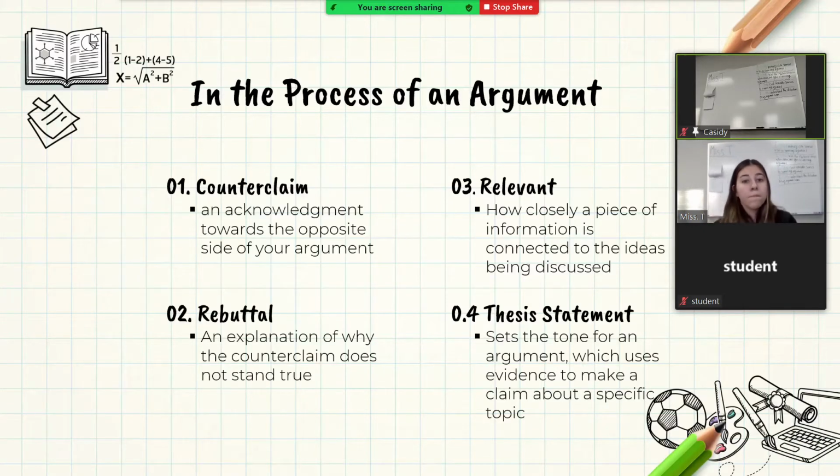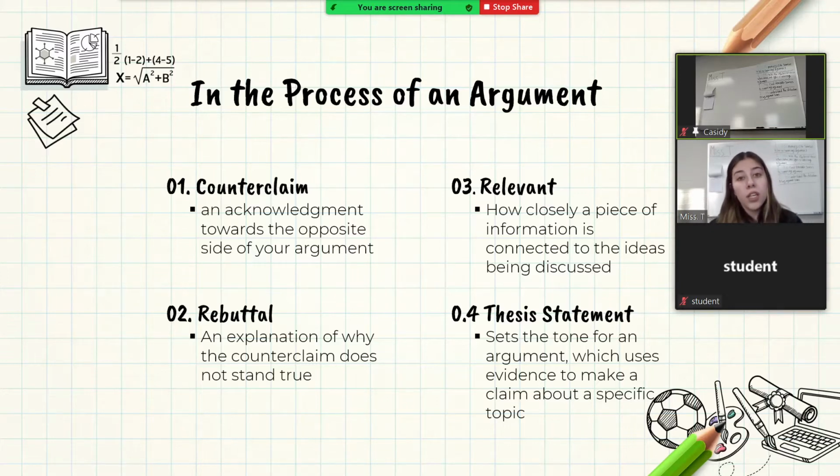All right. So now that we have our basis of the argument, now it's time to go into more of the process of the argument. So in an argument, it's important to also include a counterclaim. A counterclaim is an acknowledgement towards the opposite side of your argument. So even though your argument is based off your viewpoint, to make your argument stronger, it's important to mention the opposing side. Because no matter what, in an argument, there's always one side over the other. So it's important to acknowledge them and their ideas in order to strengthen your own argument.